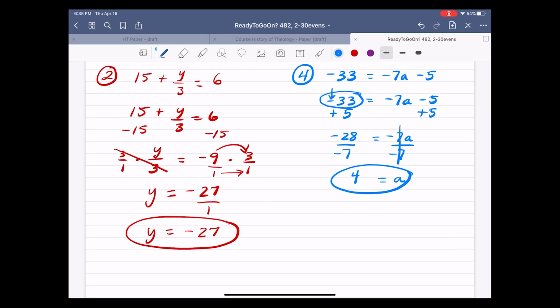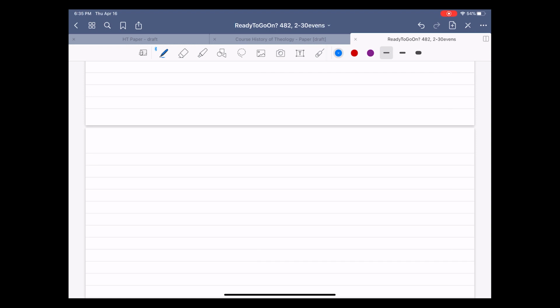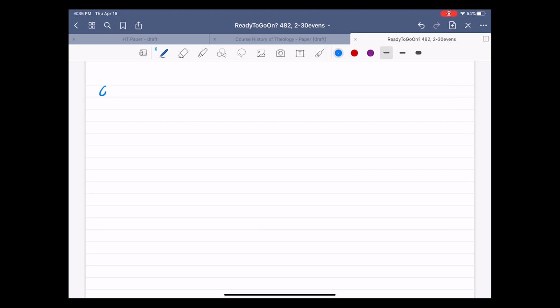Let's see here. Number 6. Negative 13 minus 11. Excuse me, I can't read the book. Negative 13 equals, oh my goodness, 11 minus 2n. There's a glare in here under the lights.